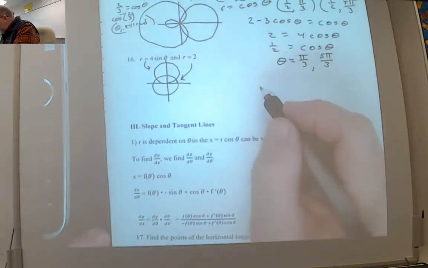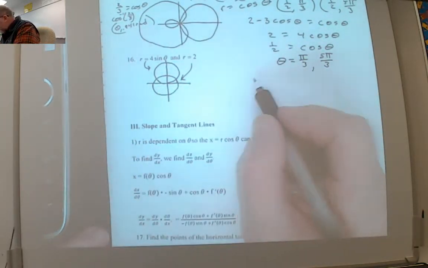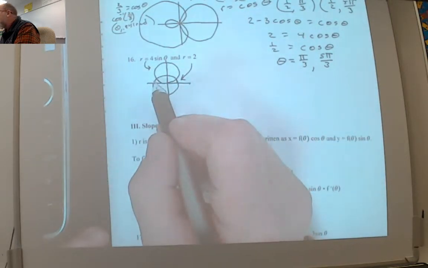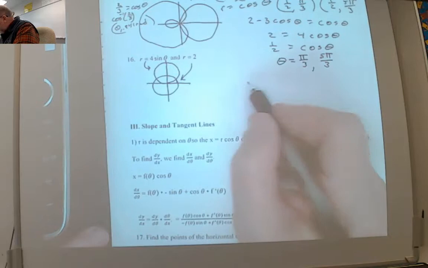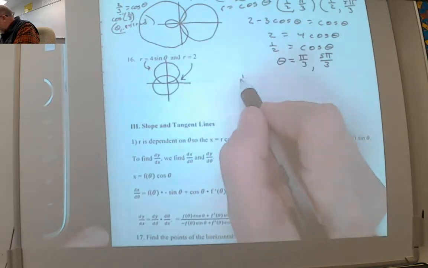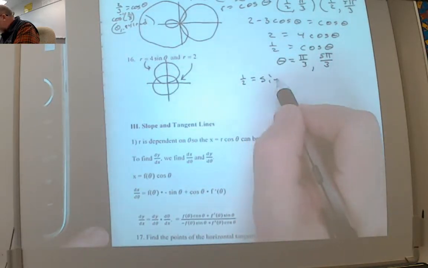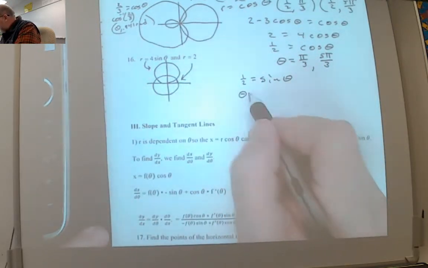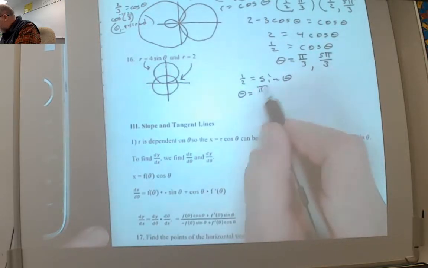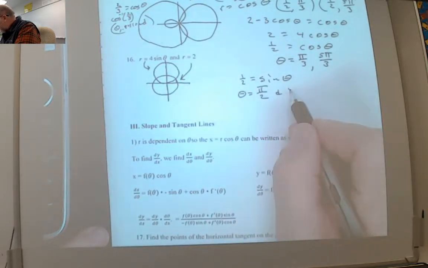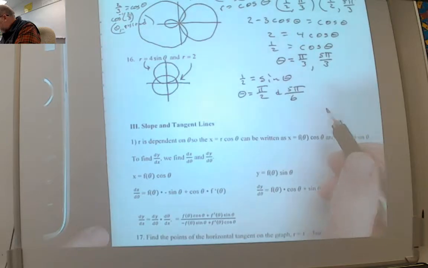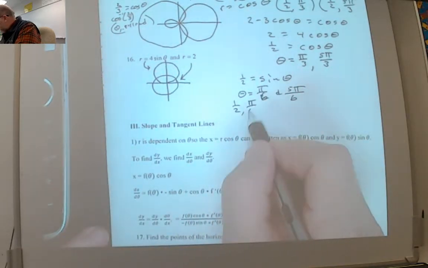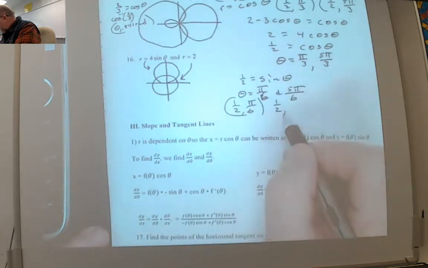So again, I can figure out where they intersect. Notice they're going to intersect in the first and second quadrants, correct? And I'm going to get 1/2 equals the sine of theta. Can I make that jump? And so theta's got to be equal to what? Pi over 6 and 5 pi over 6. And so my points are 1/2 comma pi over 6 and 1/2 comma 5 pi over 6.